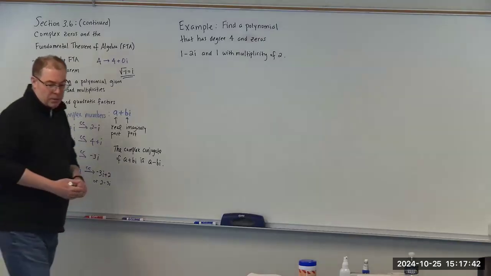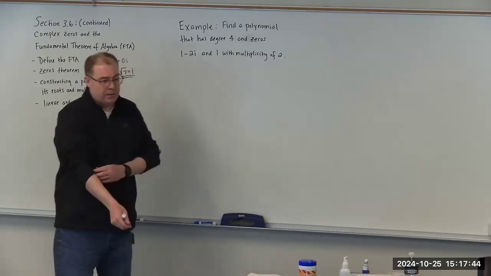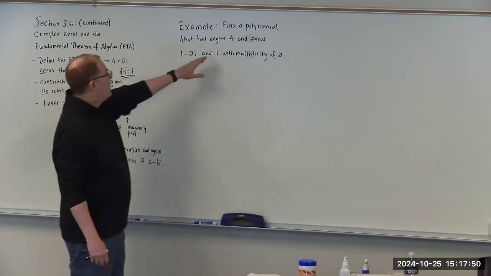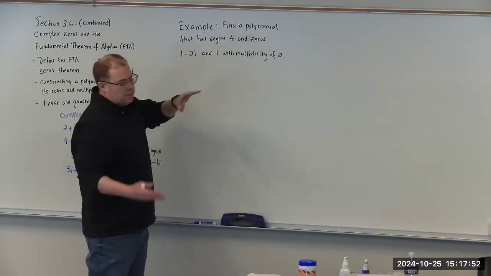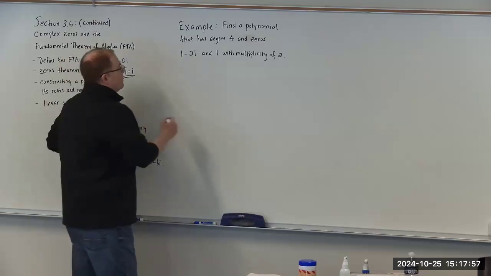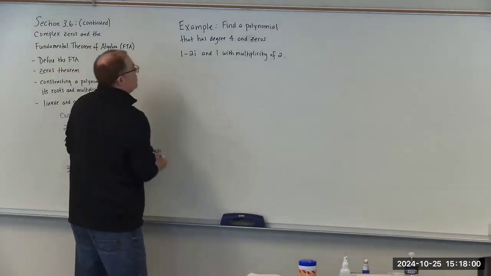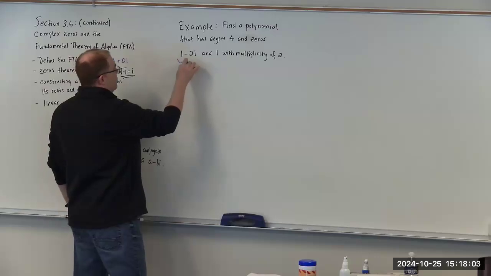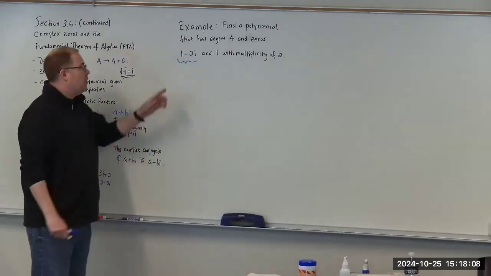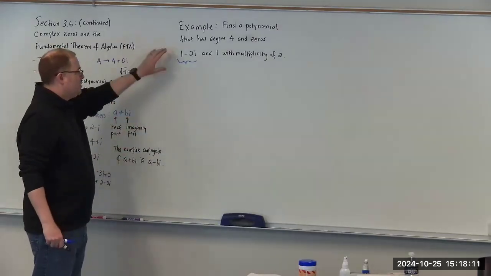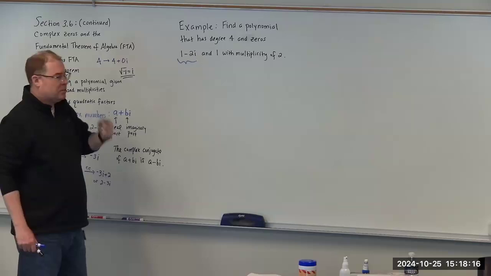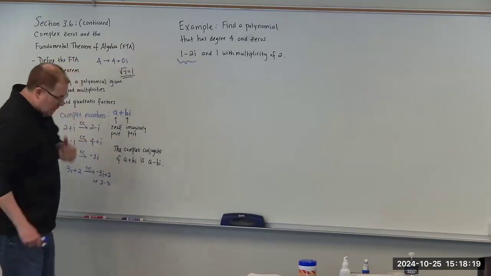All right, so basically we're working backwards, right? Before, we were given a polynomial and wanted to find its roots. This time we're given the degree and the roots with multiplicity, and we want to construct the polynomial. So let's see what we have here. We have 1 minus 2i. Now remember what I said earlier: if a polynomial has a complex number as a root, then the complex conjugate also has to be there.